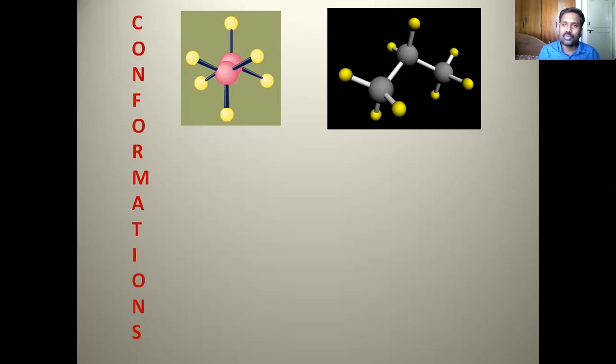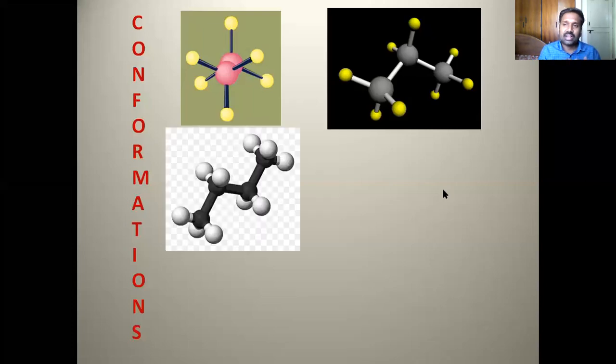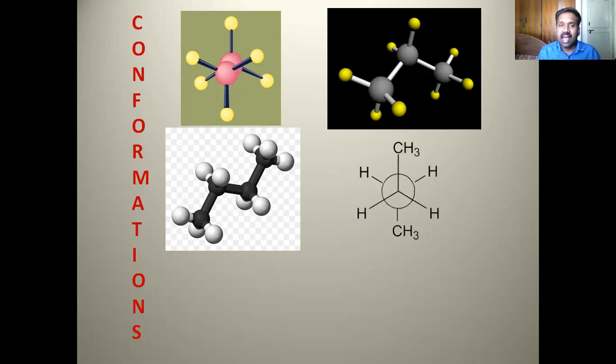This is the lowest energy conformation of propane. You see the lowest energy conformation of butane. Of all the possible conformations, this is the lowest energy. And we usually use Newman's projection to depict conformations. In Newman's projection of butane, you can see the anti-periplanar or anti-parallel arrangement of 2 methyl groups.